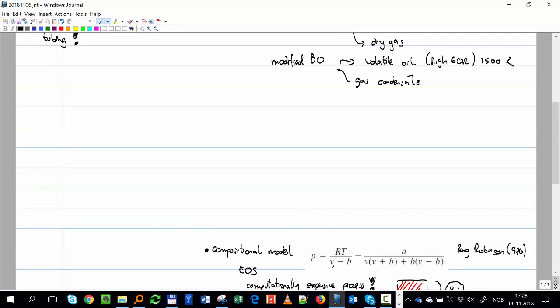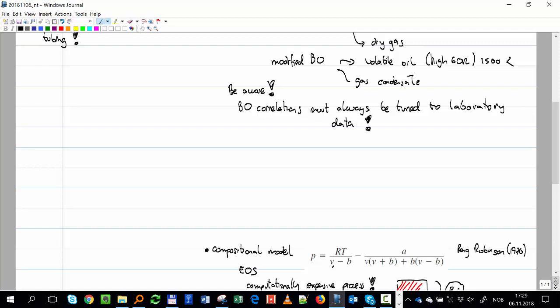Another comment I want to make here is that black oil correlations must always be tuned to laboratory data. Always. Even though you are working in the same field, the same conditions that Standing was working with, you have to verify with lab data.